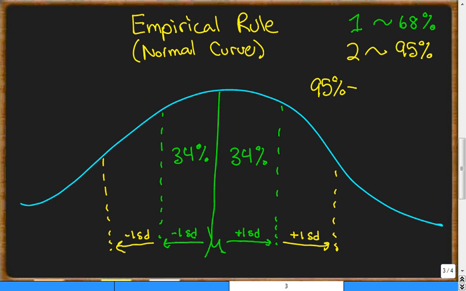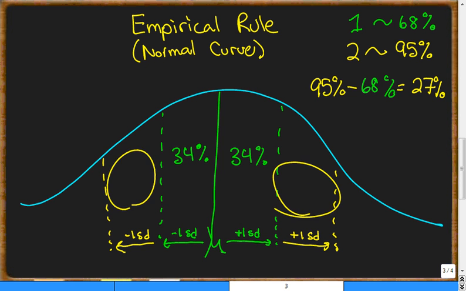So if we think about this, we've got 95%. We take away 68%. Excuse me, that should be 68. The amount of new population that we should have here is going to be 27%. So 27% will go into here and here. Now, again, just like what I did before, I have to split it up. So each of these is going to get 13.5%.